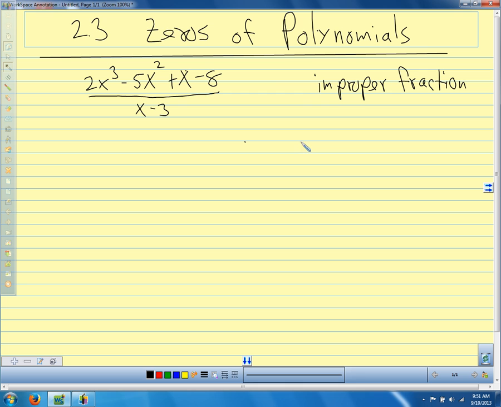So the degree of the numerator is greater than the degree in the denominator. When the degree of the numerator is greater than the degree of the denominator, we have an improper fraction, just like when we have numbers and the number in the numerator is larger than the number in the denominator. Same idea. All right, so let's go through this process of doing this division.